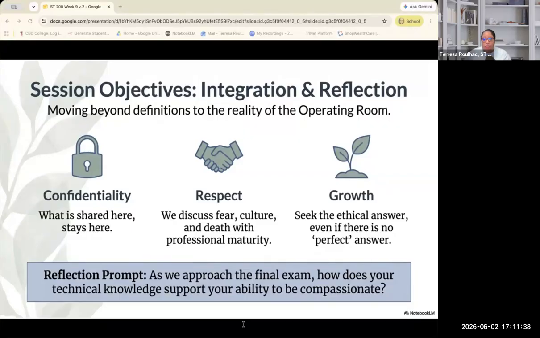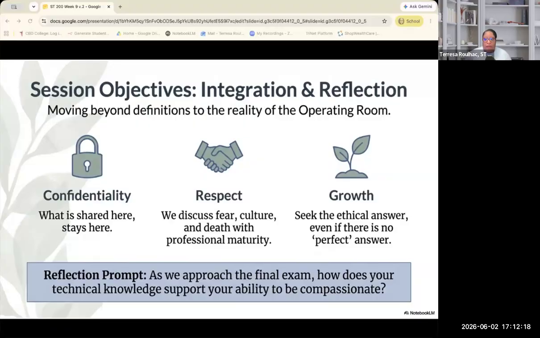And I bring that up because in the operating room, patients don't come with identical beliefs. Our role is not to judge them. Our role is to support surgical care with integrity. Now, growth in this profession often happens when there is not a perfect answer. End of life situations rarely feel neat. And when I share, you'll know exactly what I mean. Professional judgment means making the most ethical, patient-centered decision you can, even when it's complex.